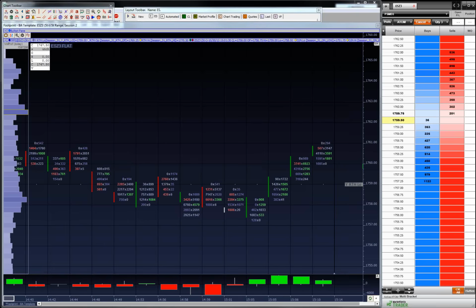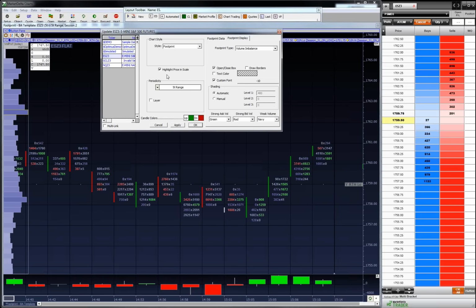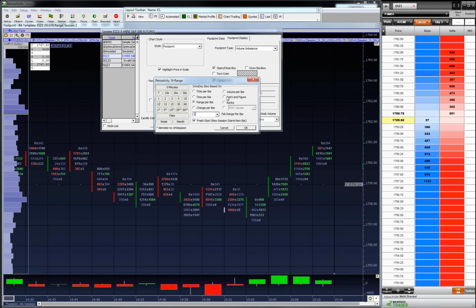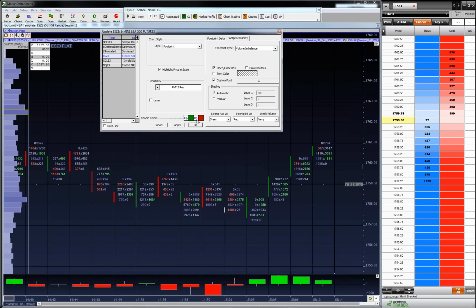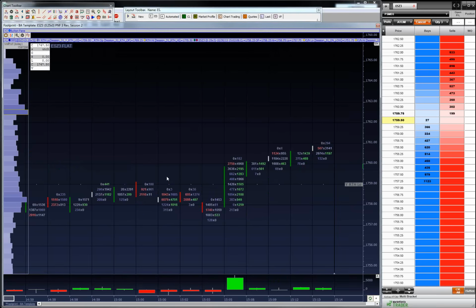Alex, yes, this does work with point and figures. In fact, let me change this to a reversal. So here's a 5-tick reversal, point and figure. ES, this is today, this is right now, as of the close.